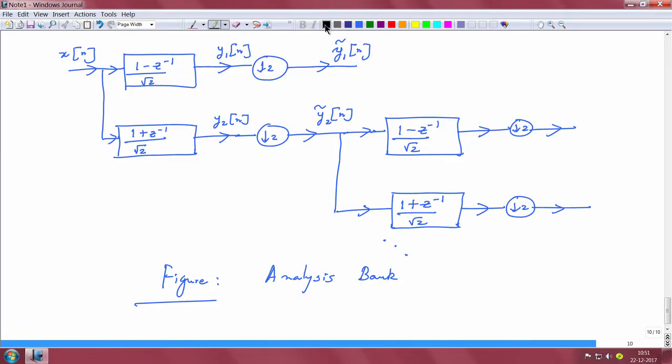Hello all, I am Chaitanya, a PhD student at IIC. I am going to discuss the problem that the professor has mentioned. Here we have an analysis bank where we are doing a dyadic decomposition. The low pass and high pass filters are based on the discrete time Haar wavelets that we have studied in the class.